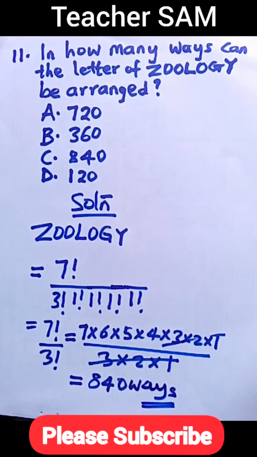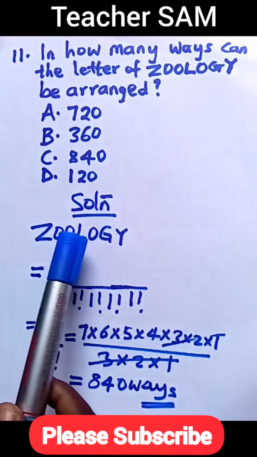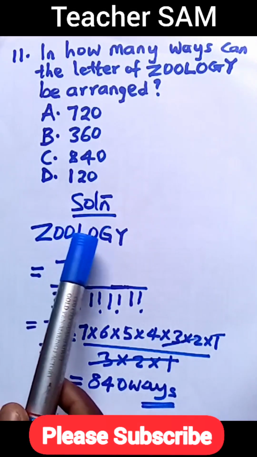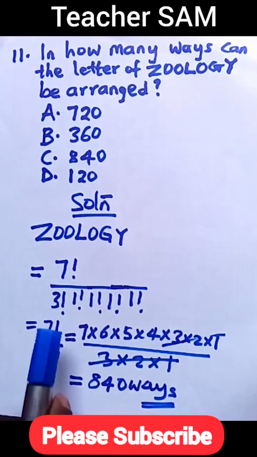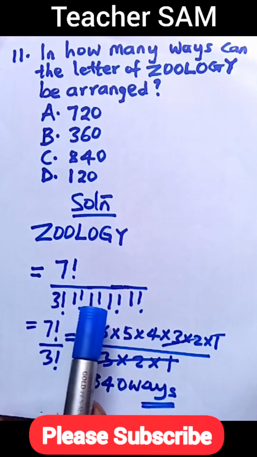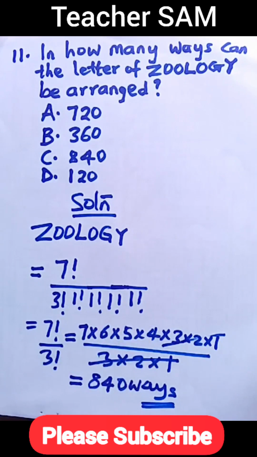So if you were to solve this in an exam, I wouldn't want you to go through all this stress. Since we know that we have 3 letters that repeat themselves, we just have 3 factorial. The rest are 1 factorial, so each of these is 1. So I will just write 7 factorial divided by 3 factorial.